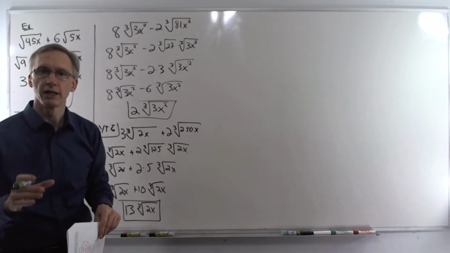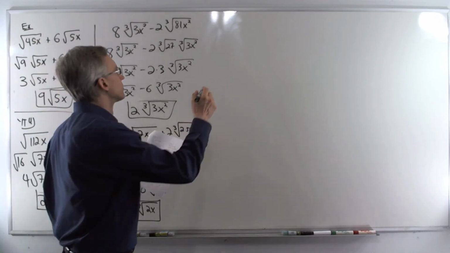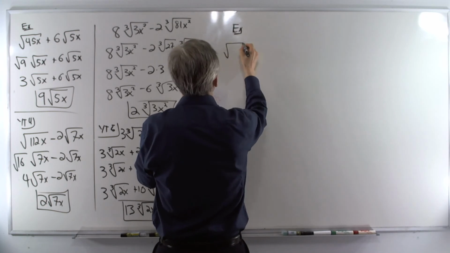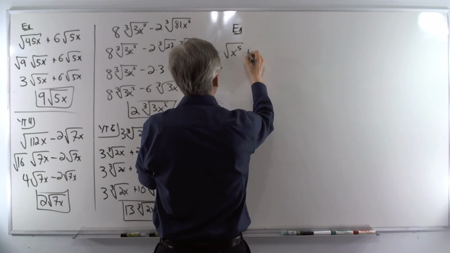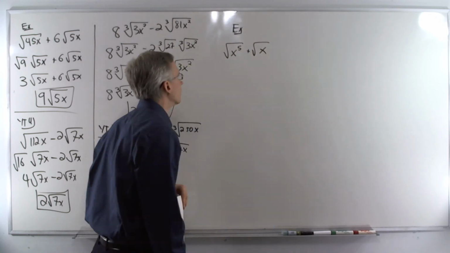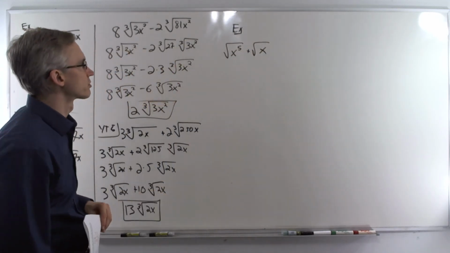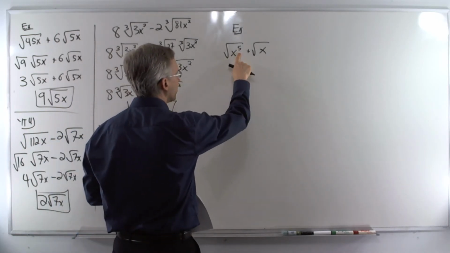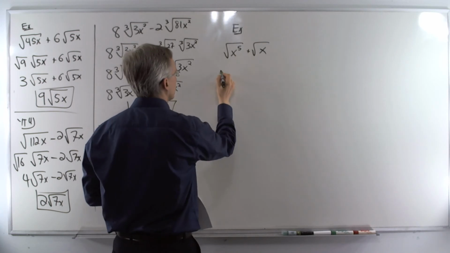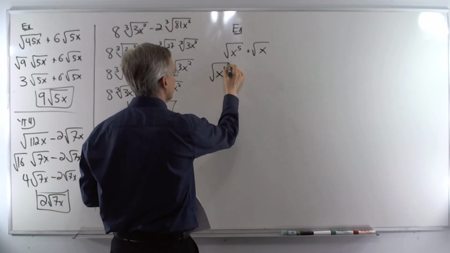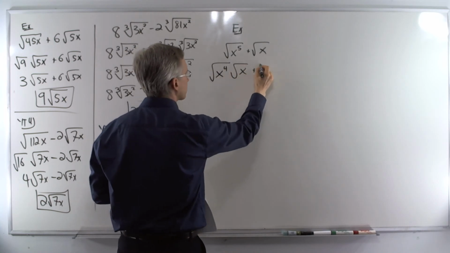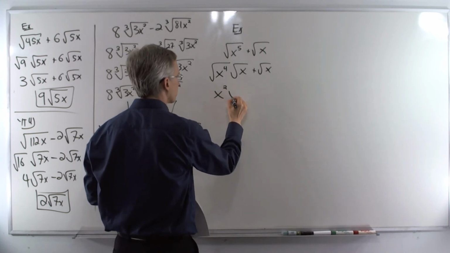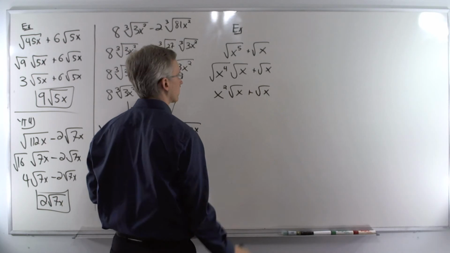Now in the next example, we're going to need to make sure the variable expressions match. Alright, square root of x to the fifth plus the square root of x. We want to get a square root of x over here. So what we can do is break this up into x to the fourth power times x. So we'll take the square root of x to the fourth times the square root of x plus the square root of x. Now this becomes x squared. So we get x squared times the square root of x plus the square root of x.